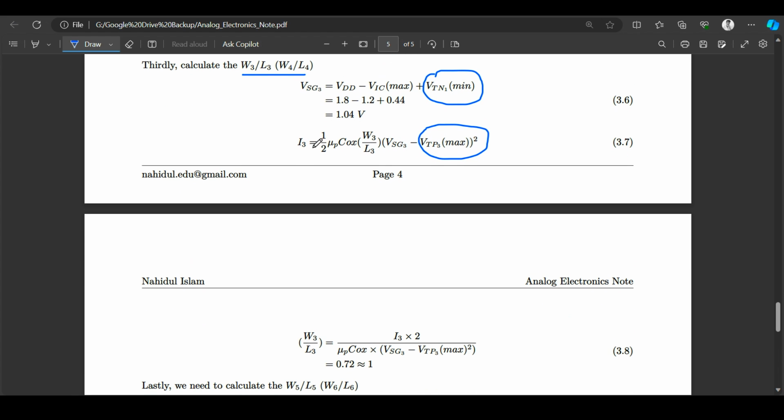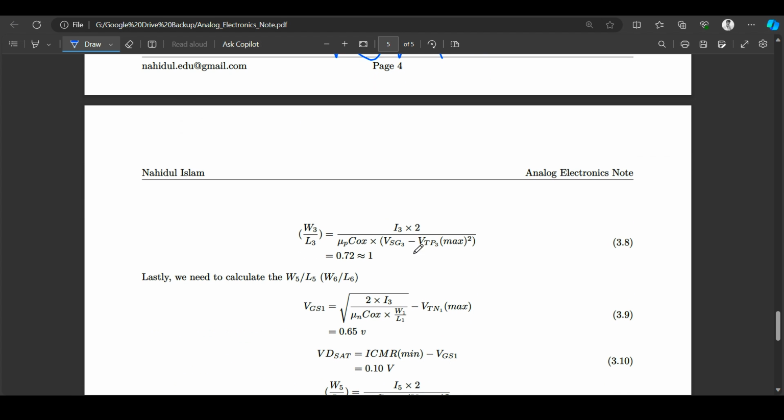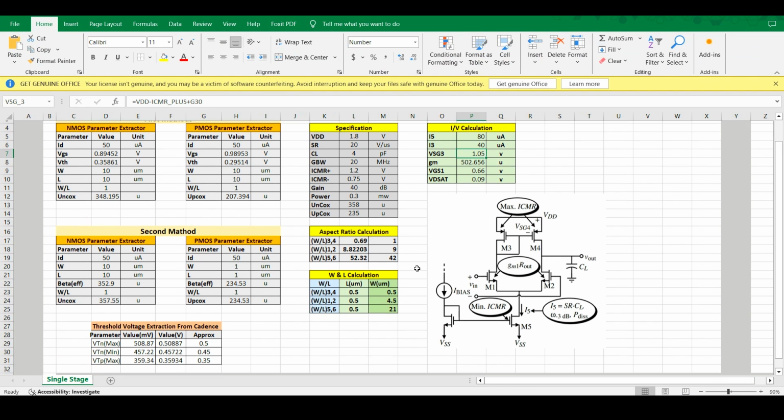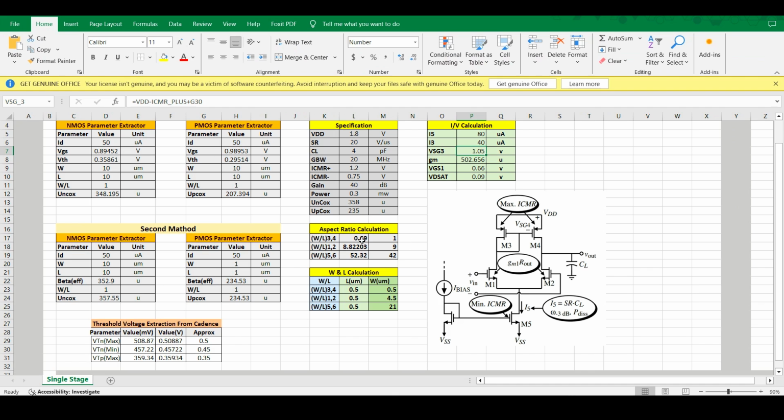And then I have to estimate the W by L ratio. How can I estimate that? I know the I3, which is basically 40 microampere. Then I know the mu p Cox. I know the source to gate voltage. I know the maximum threshold voltage for the PMOS. Then I can easily calculate the W by L of M3. So after calculation, I can easily get approximately 0.69.